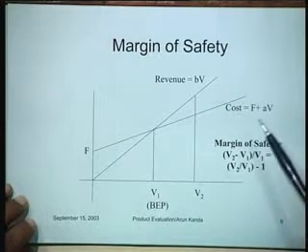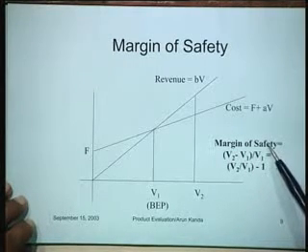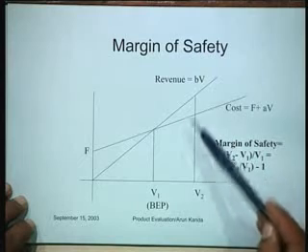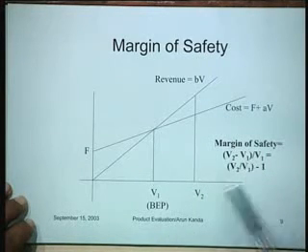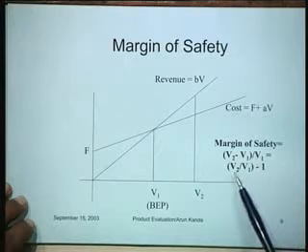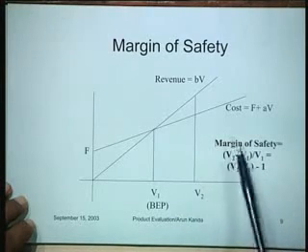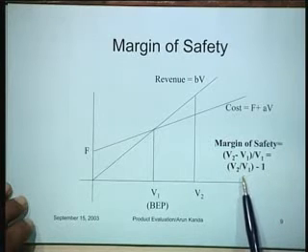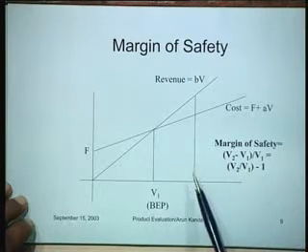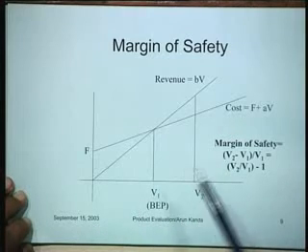Okay? So we define a concept called the margin of safety. The margin of safety of operation, if you are operating at V2, is just (V2 minus V1) divided by V1, which is nothing but V2 by V1 minus 1. So in fact, at any point of operation, you can calculate a margin of safety, and this would give you an idea of how safe you are in terms of operation.